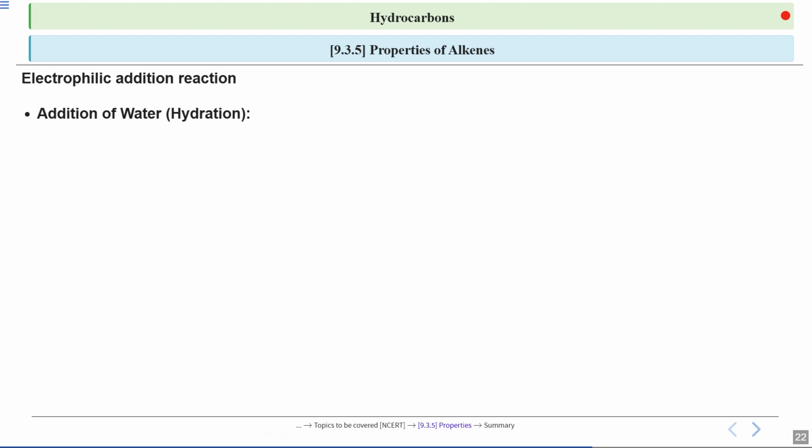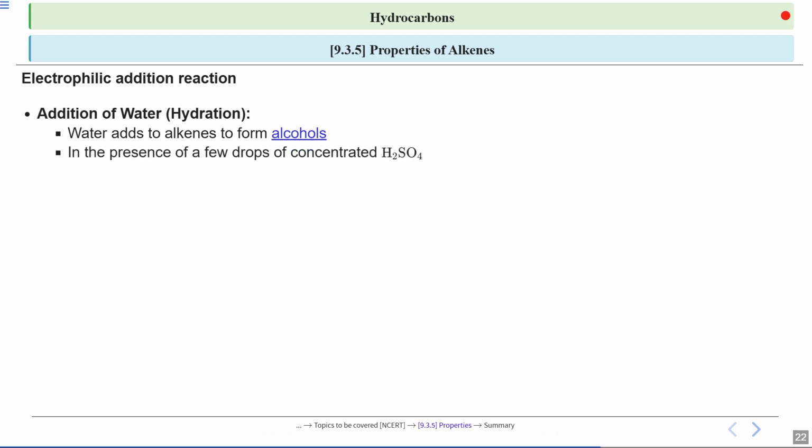Then we have addition of water, which is also named as hydration. So, water is getting added to alkene to form the alcohol. For example, if we start with ethene and add water, we will get ethanol as the end product. This is a common way to make alcohols in the lab and industry. Now, we do this reaction in the presence of a few drops of concentrated sulfuric acid. So, basically, we are catalyzing the reaction with the help of an acid, which is your H2SO4. This makes the reaction faster.